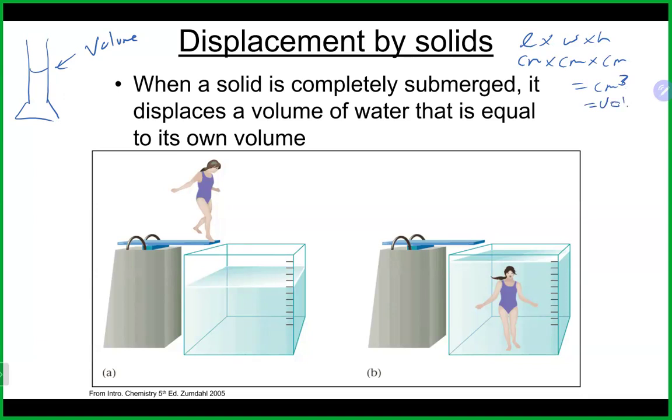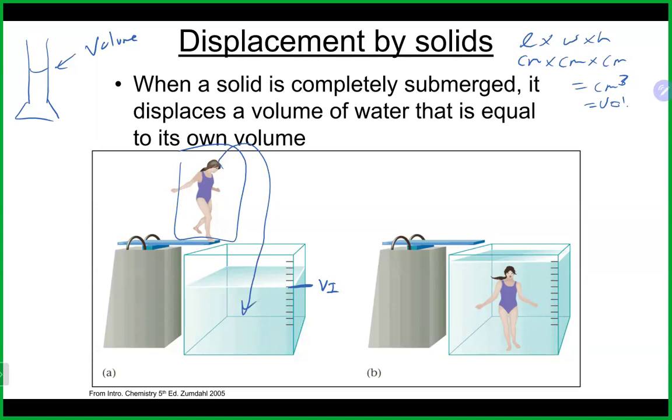The third way, like we did in part 2 of that experiment, is volume by displacement. The idea of volume by displacement, as you saw and as we see here in this picture, is we could fill a container with some sort of liquid, like water, and take an initial volume of that. We take a solid object like a person diving into the tank.